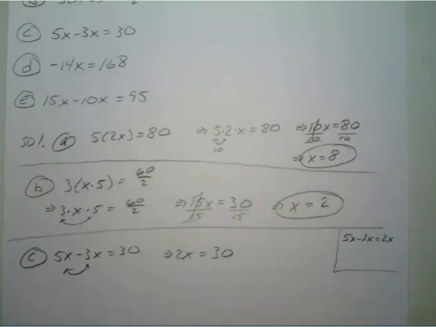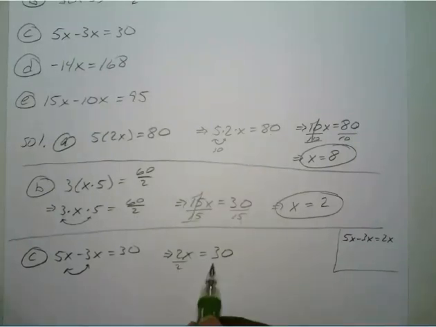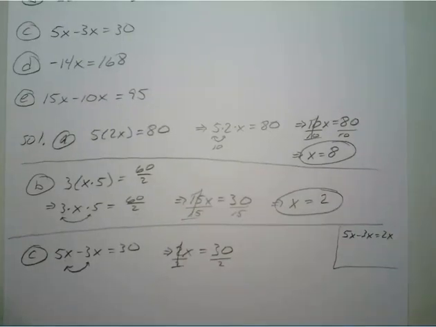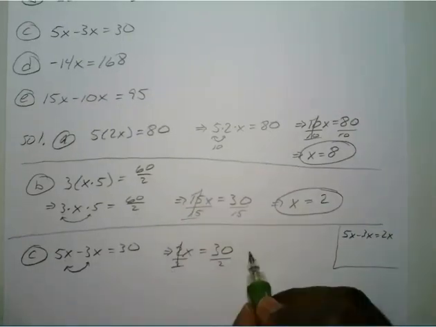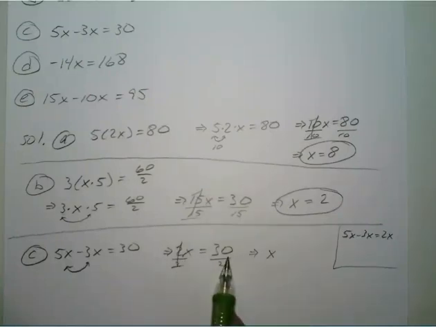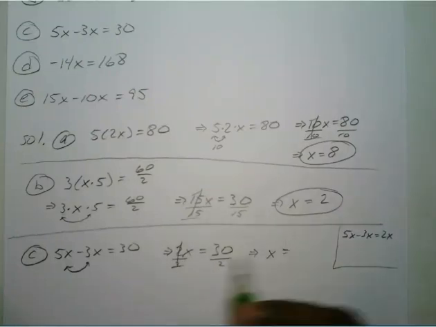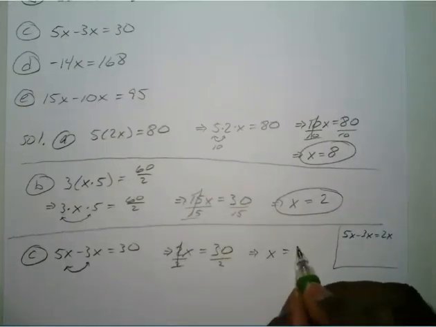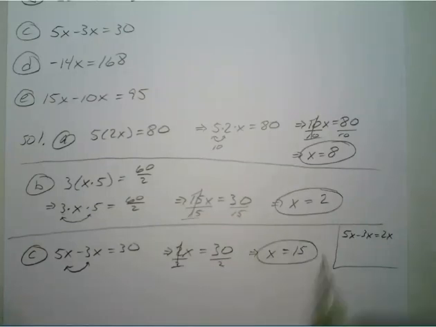Okay. So now since we have the 2x by itself, we go ahead and divide both sides by 2, where 2 divided by 2 is 1. So on the left side of the equal sign, we have 1 times x, which is x. And on the right side of the equal sign, we have 30 divided by 2, which is 15.